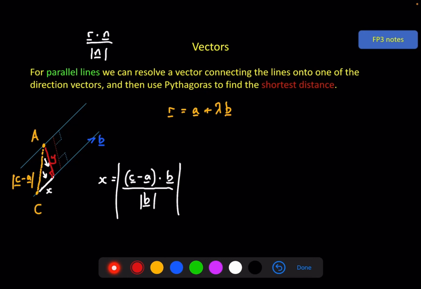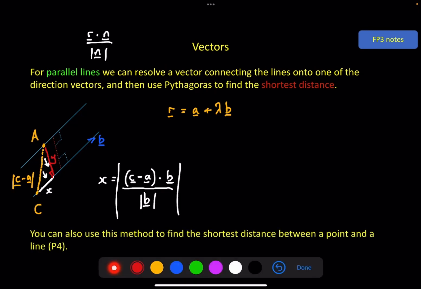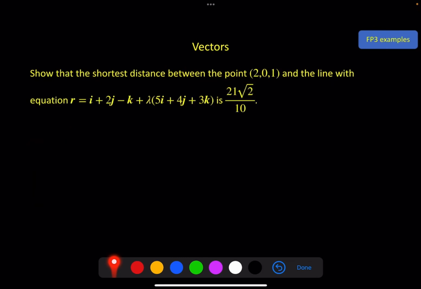So this is the idea. This is the same idea that you can use for finding the distance between a point and a line, something that you've done in P4 with different methods, and the P4 method could be applied in this situation as well. I think it's about minimizing the vector by differentiating. Personally, I prefer this method. So this is the one I'm going to use in this example.